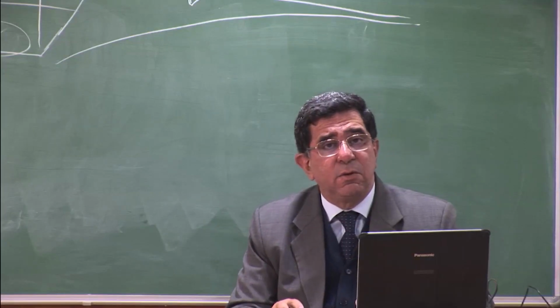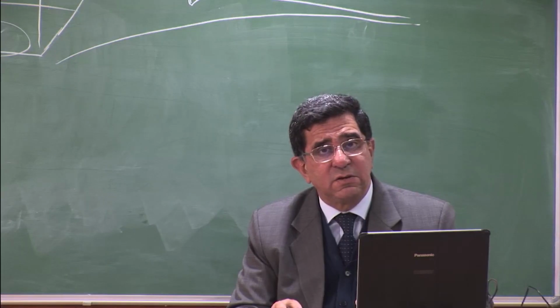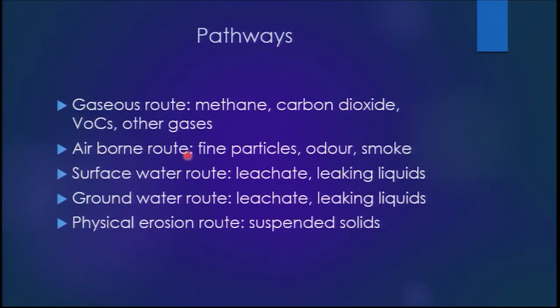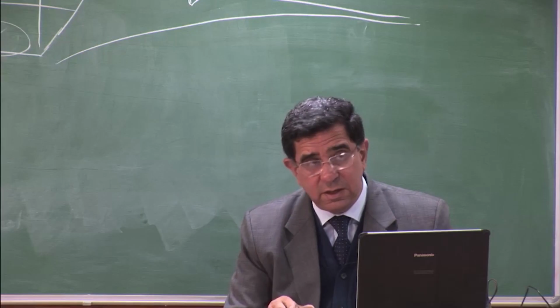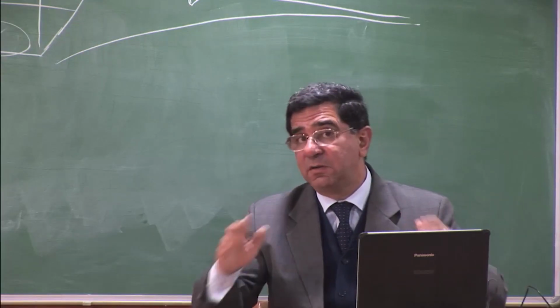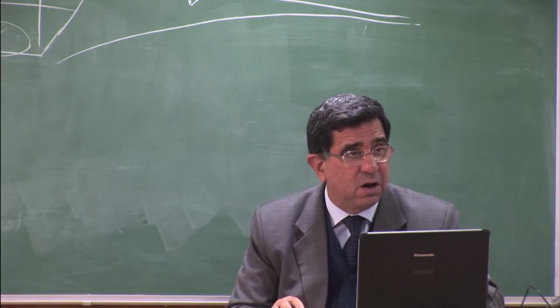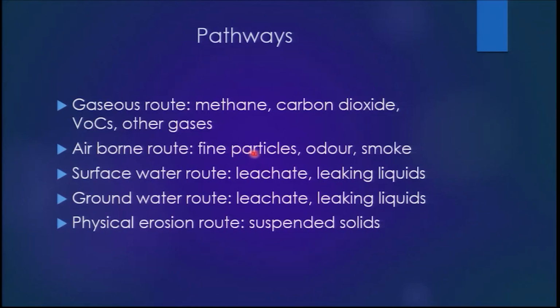The other airborne gaseous or airborne route is the route of dust, air erosion and air transport. So from various sites, including ash ponds, tailings ponds, mine overburdens, and municipal solid waste, fine particles of dust are carried by the wind and deposited in the nearby areas.